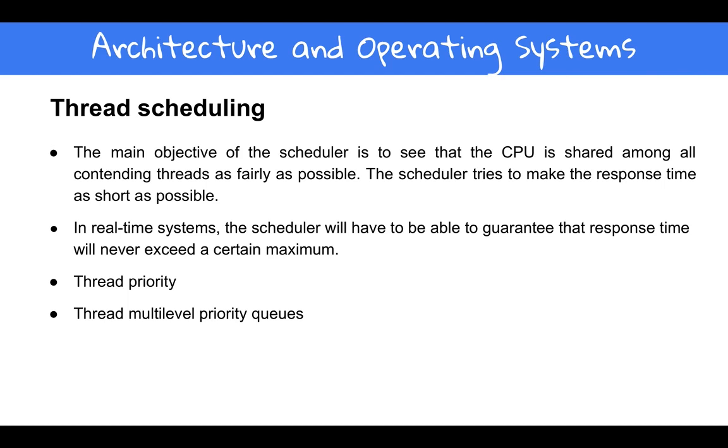How do we do that? There are loads of other techniques, but I'm telling you the most basic and fundamental ones: thread scheduling, thread priority, and thread multi-level priority queues. What are they?